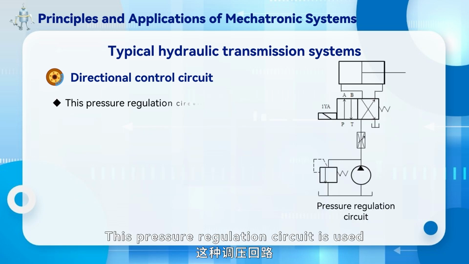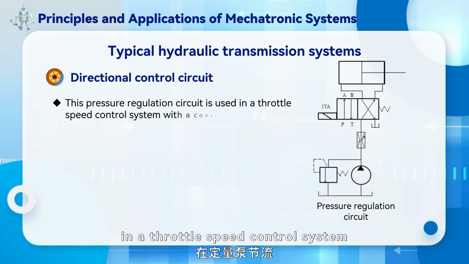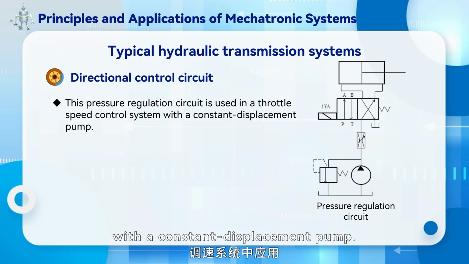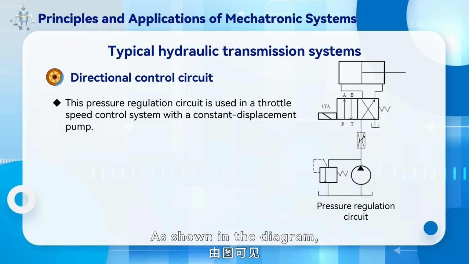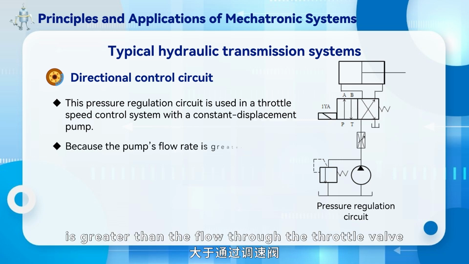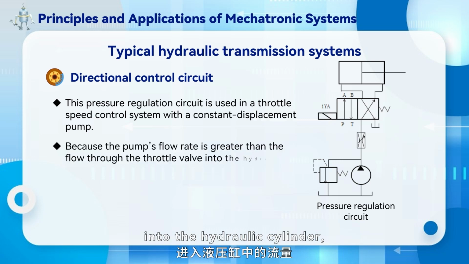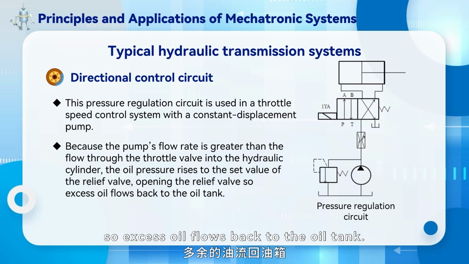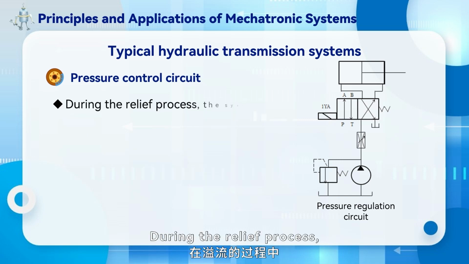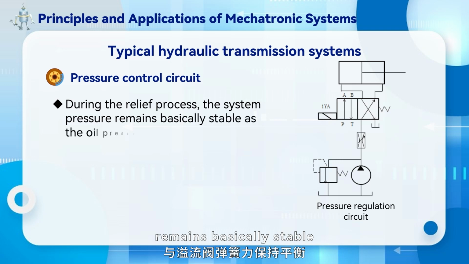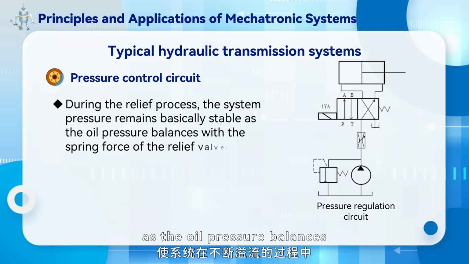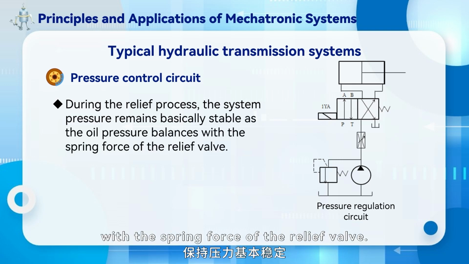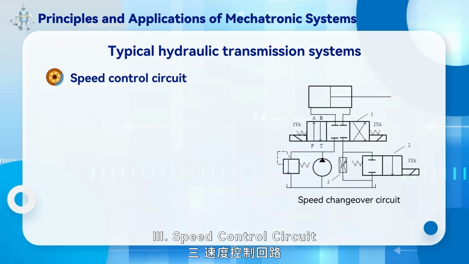This pressure regulation circuit is used in a throttle speed control system with a constant displacement pump. As shown in the diagram, because the pump's flow rate is greater than the flow through the throttle valve into the hydraulic cylinder, the oil pressure rises to the set value of the relief valve, opening the relief valve so excess oil flows back to the oil tank. During the relief process, the system pressure remains basically stable as the oil pressure balances with the spring force of the relief valve. 3. Speed control circuit.